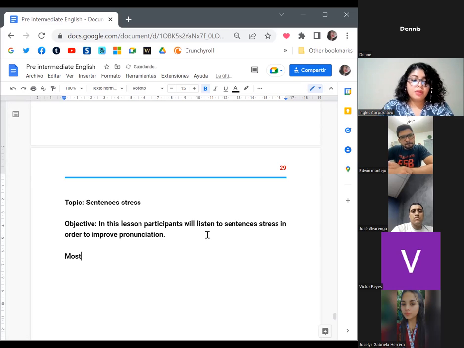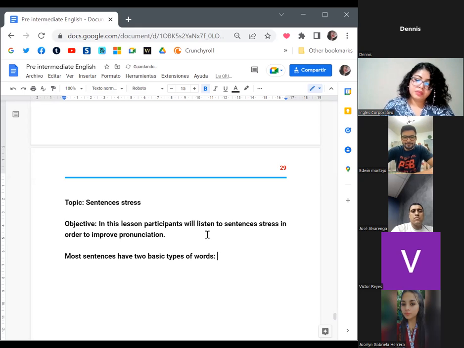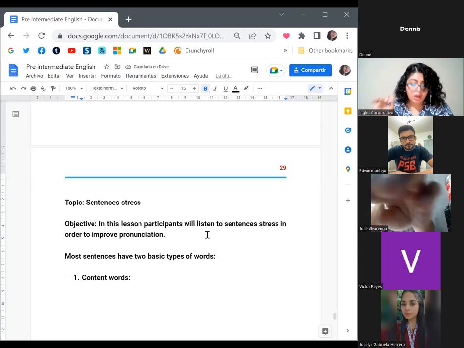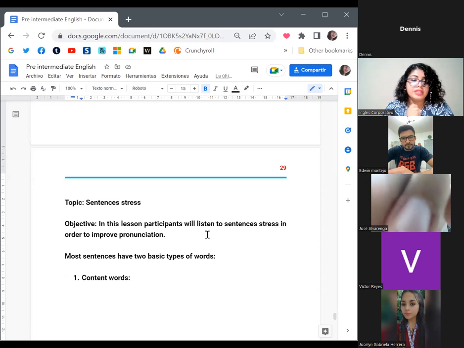So, most sentences have two basic types of words. And we have number one. It says content words. That is the first one. Content words. And it says that content words are the key words of a sentence. Key words of a sentence.